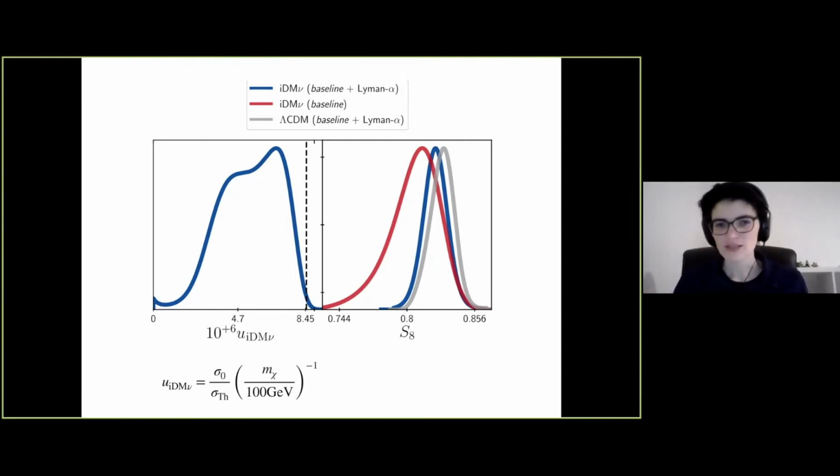What you can see here is that our posterior is not centered around 0. In fact, it's centered around a value of like 5.3 in arbitrary units. And this is actually more than 3 sigma away from the 0 value you'd expect in lambda CDM. So we really do have this overall shift, and we know that it's driven by the interplay between the intergalactic medium temperature and the interaction strength.